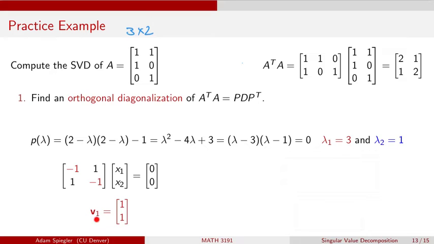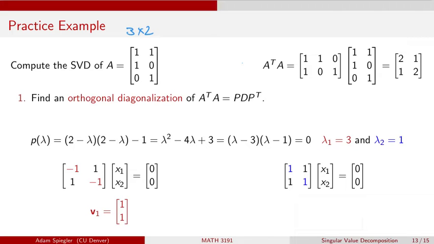So an eigenvector such as v1 equals (1, 1) is one possible eigenvector for the eigenvalue lambda 1, which is equal to 3. Then we find an eigenvector for lambda 2, which is equal to 1. So now we subtract 1 from each of the diagonal entries of our matrix A transpose A that we had up top. Subtracting 1 from the first diagonal entry gives me a 1. Subtracting 1 from the other diagonal entry also gives me a 1.